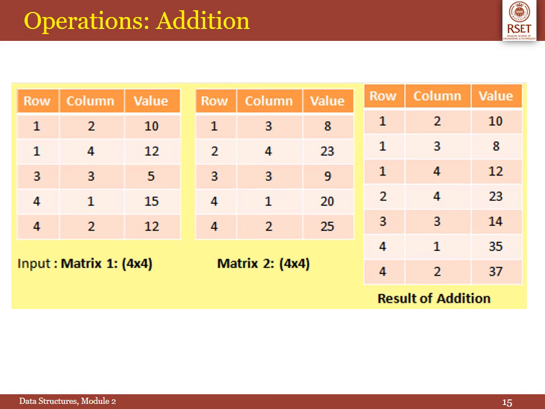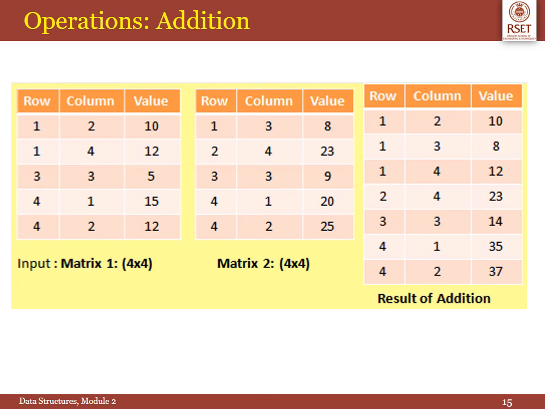Now we are in the fourth row in the first matrix. We are in the fourth row in the second matrix. Again, I can find that the row number and column number are matching. So I'll add the entries. I'll add 15 and 20. I'll get 35. I'll make that entry to the resultant matrix. So the entry will be 4, 1, 35. I'll advance to the next row in both the matrices because we copied from both the matrices.